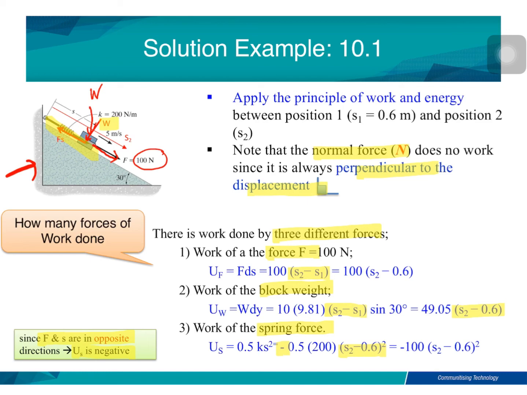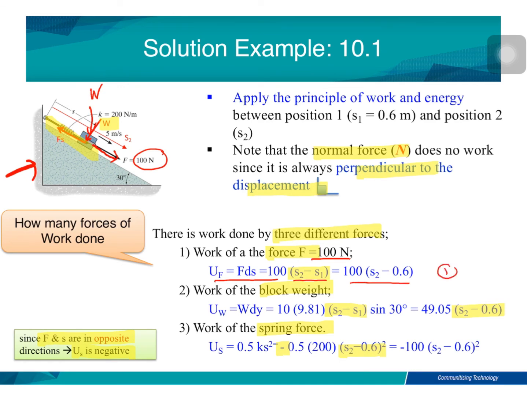So here, how many work done terms do we have? So we have 3, right? So number 1, we have the work done from the force of 100. So here you have the work done, F ds, is equal to 100 times ds. So ds is S2 minus S1. So you can substitute S1 equal to 0.6. So you have 1 here.